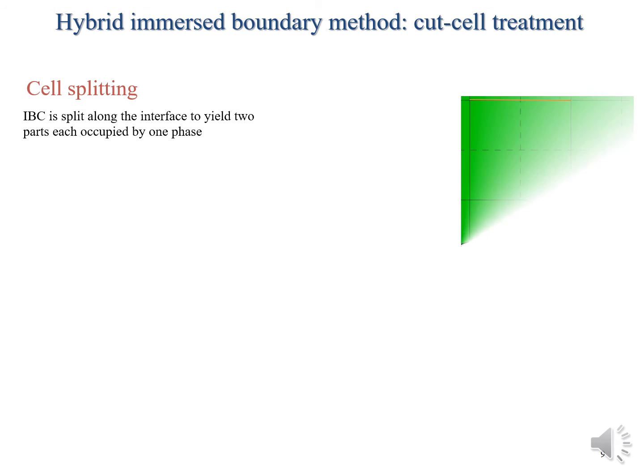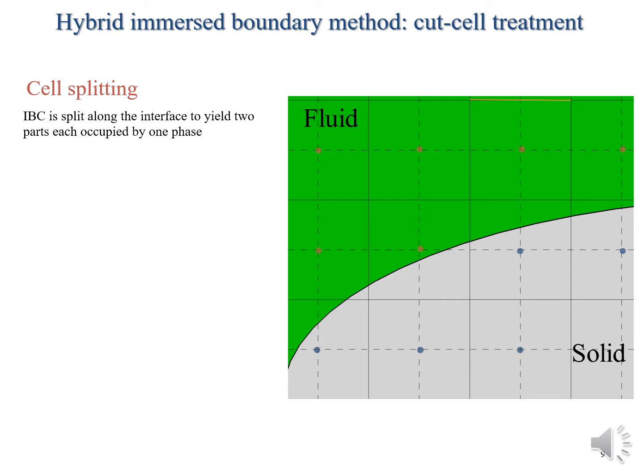So let's see how we have a cut cell treatment in this new immersed boundary method. Let's say we have a cell which is occupied by two phases. Along the interface, we cut that cell and demarcate the portion that is occupied by one phase from the portion that is occupied by the other. The portion occupying the center of the cell is taken to be the only occupant of that cell. That is named cell splitting. So we have the immersed boundary cell being split in this fashion.